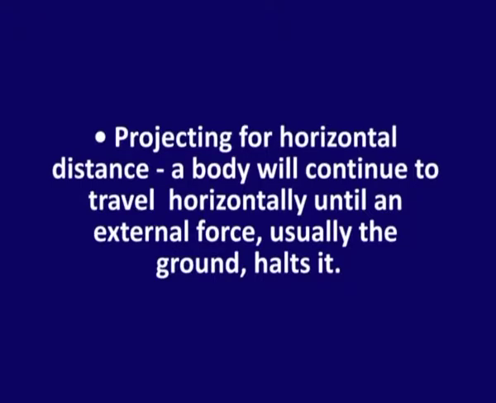Projecting for horizontal distance. A body will continue to travel horizontally until an external force, usually the ground, halts it. Gravity stops vertical movement while ground friction eventually stops the horizontal velocity, preventing any additional horizontal distance. Air time increases when the initial upward vertical velocity component is greater. There is a trade-off between maximum air time, determined by the vertical velocity, and the maximum horizontal distance, determined by the horizontal velocity.